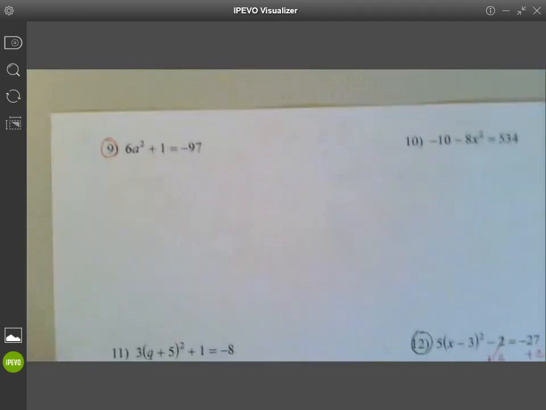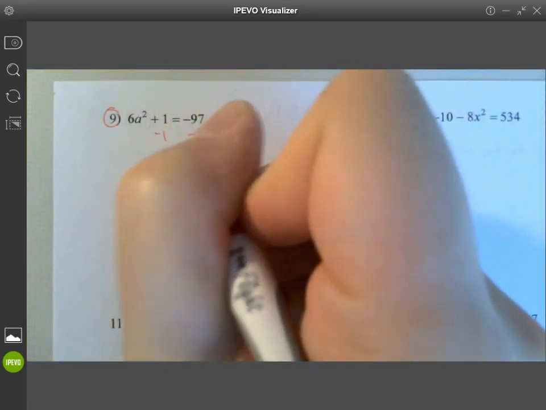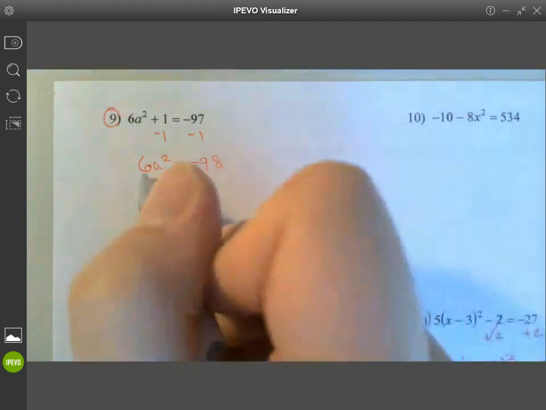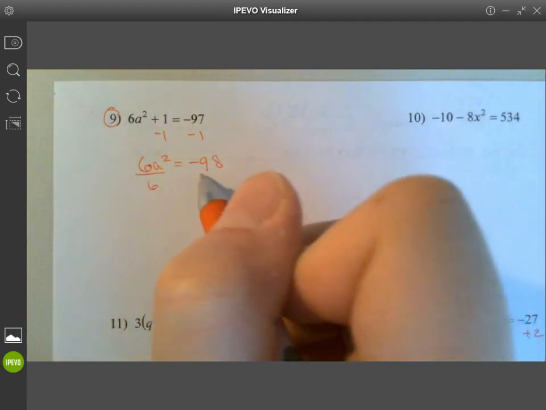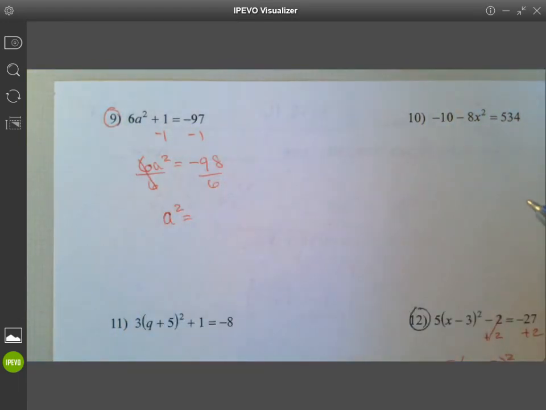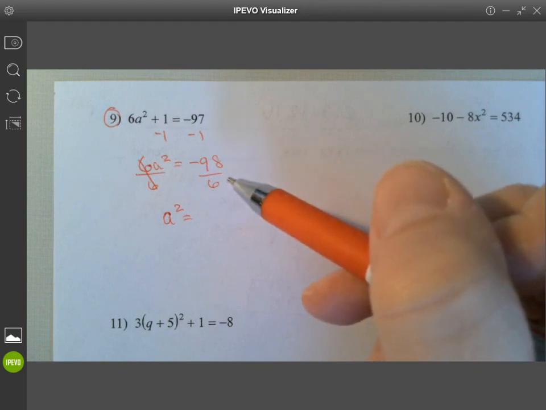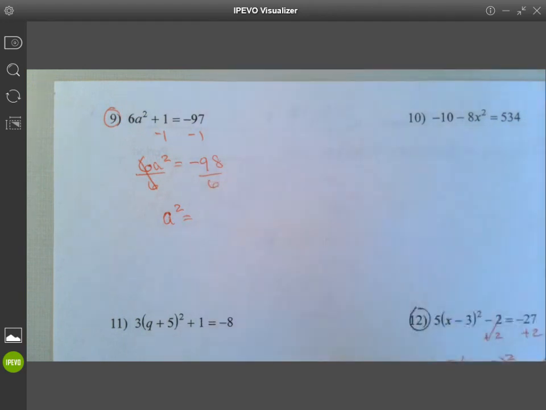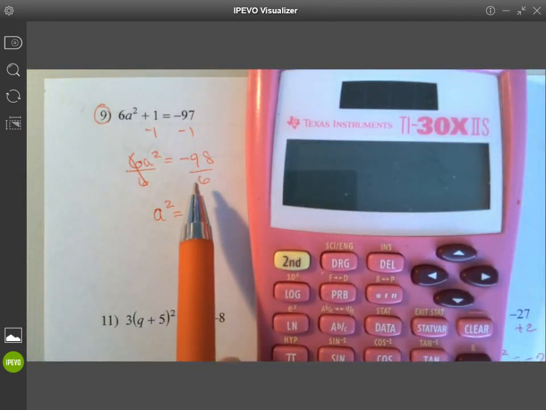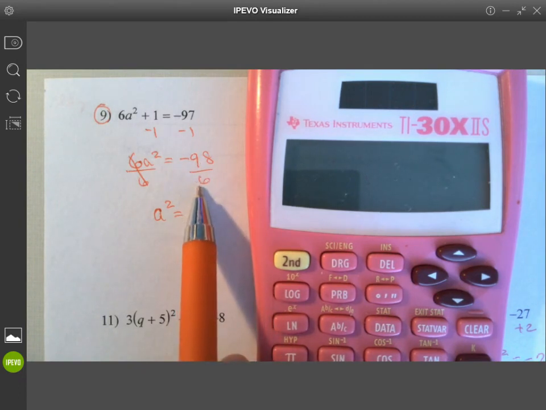Number 9. So first things first, let's subtract this. I think a lot of people made this problem harder than it was because they didn't reduce their fraction. Divide by 6. You're not taking the square root of 6 over there, so divide by 6, and I get a squared equals. And this is what I'm talking about. Why aren't we reducing our fractions? I know it's going to give you a mixed number in your calculator. Honestly, guys, we're in Algebra 2, we should see that these both divide by 2. Divide by 2, negative 49, divide by 2, 6.